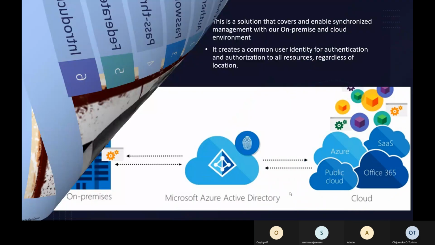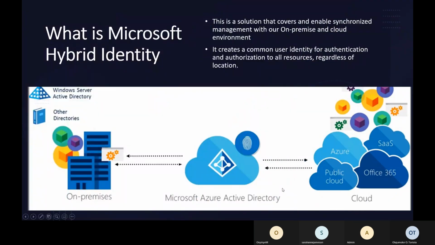So what is Microsoft Hybrid Identity? It's a solution that covers and enables synchronized management of your on-premise and cloud environments. Simply said, you want to be able to manage a single identity platform for users both on-premise and in the cloud. You want to simplify the experience for your users. You do not want them to have one identity or set of credentials when accessing things on-premise, and when it comes to the cloud, have to remember another credential.